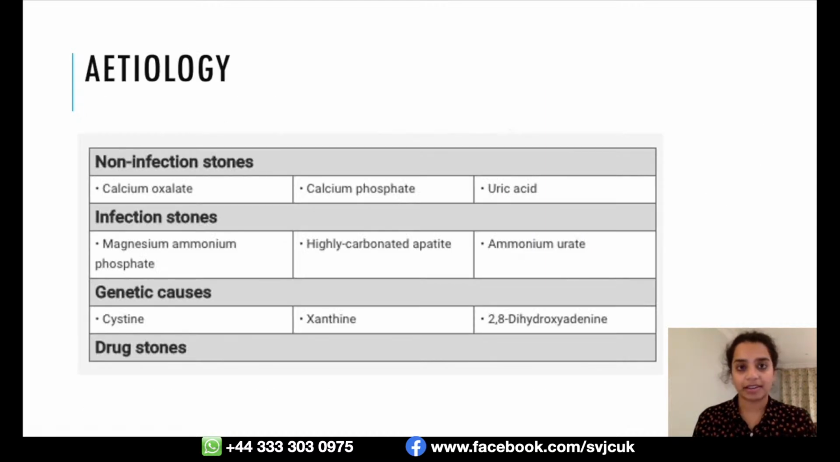So as with any medical school exam, we will often be asked the etiology of stones, and this can broadly be divided into 4 subsections. There can be stones not related to infection, infection-related stones, genetic-related stones, and drug-related stones. This is quite broad, and as you can see in this table, which is actually from the EAU guidelines, they've also subdivided each of those 4 sections into the actual type of stone that is produced.